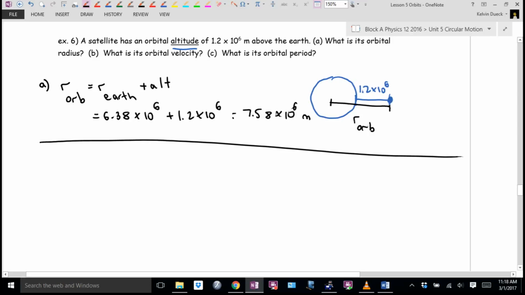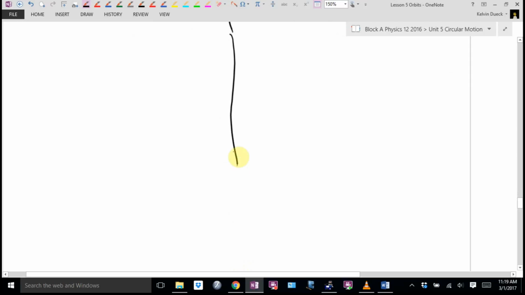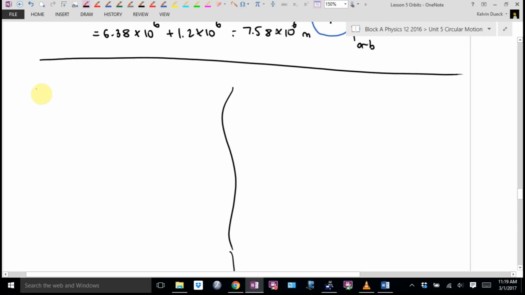What does part B want me to find? Orbital velocity. What does part C want me to find? Orbital period. Let's do these side by side just so we can see how they look very similar. Let's do part B here and part C here. What kind of velocity? Orbital. What kind of period? Orbital.